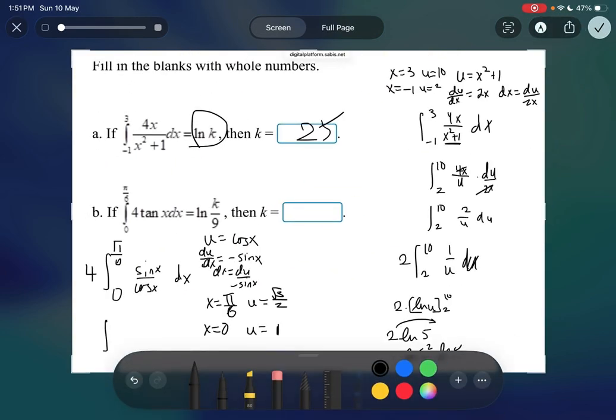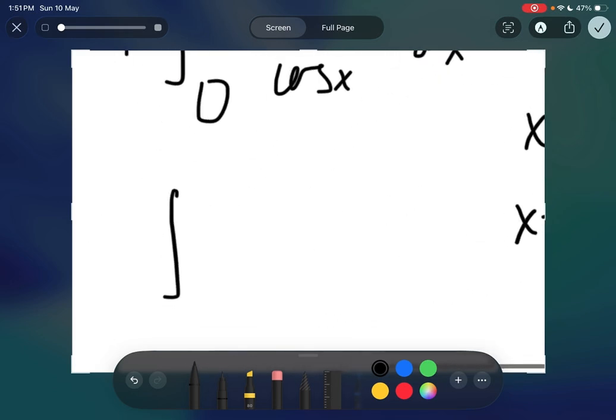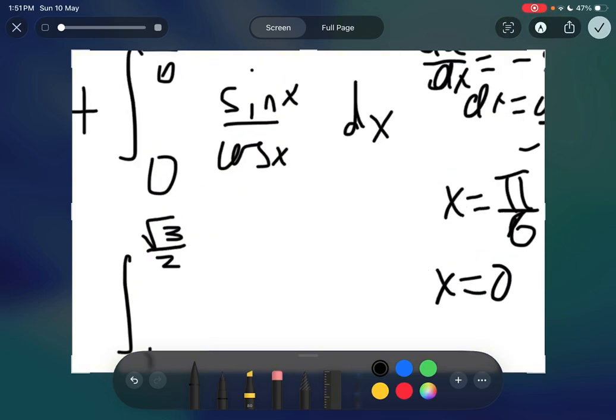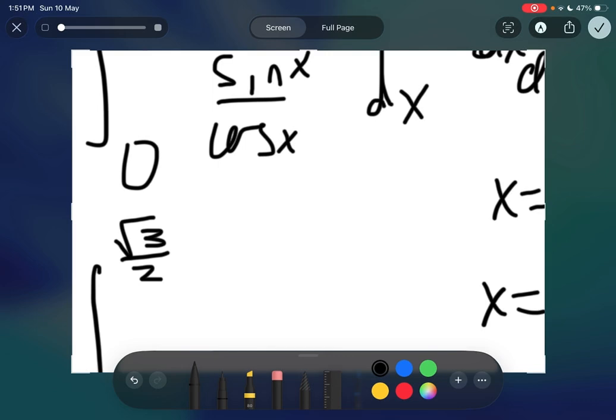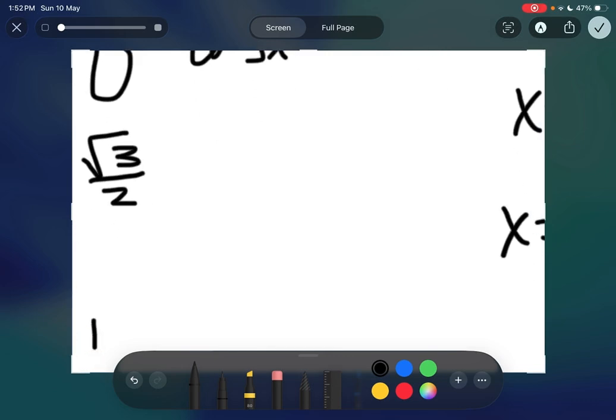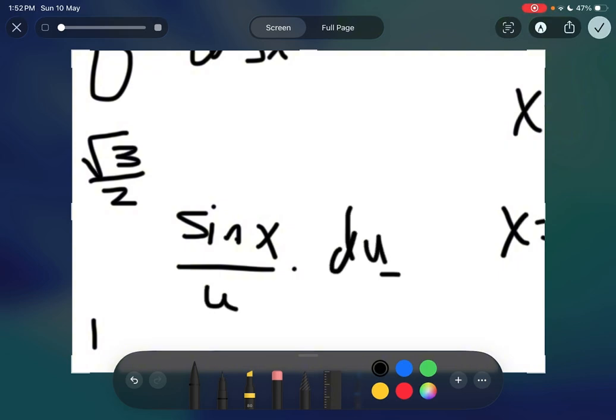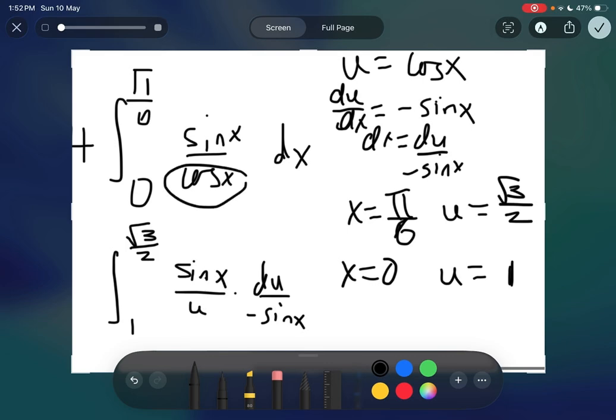When you do that, now you do radical 3 over 2 and 1, alright? And then it will become 1 over u, you take sine of x over u times du over minus sine x, because what we found, because we took this as u, and dx is this.